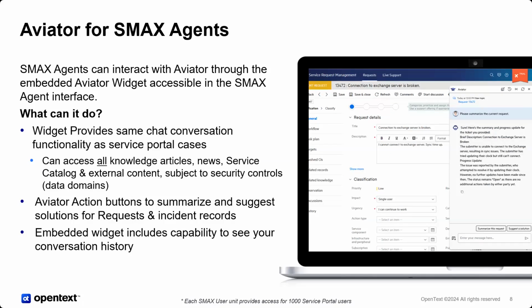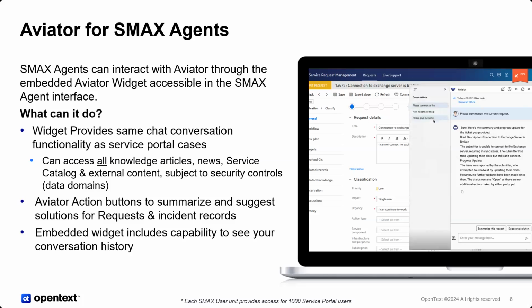We also have a number of additional Aviator action buttons as well, so you can see those in the screenshot, where we have the ability to summarize a ticket or even potentially suggest a solution. Now, currently that's only working on requests and incidents, and the suggest solution is obviously based on knowledge content that's in the system. That is something that we are planning to solve fairly soon as part of our overall roadmap.